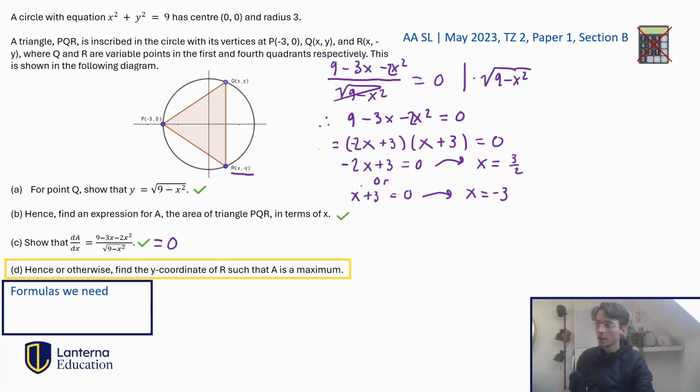Which is the only correct answer, guys? Of course, it cannot be x equals negative 3. That is already the x coordinate of P, then all the points would just be in the same place. That doesn't make any sense, right? So the answer is x has to be 3 over 2. Okay, but hold up. What did they want? They wanted the y coordinate, not the x coordinate.